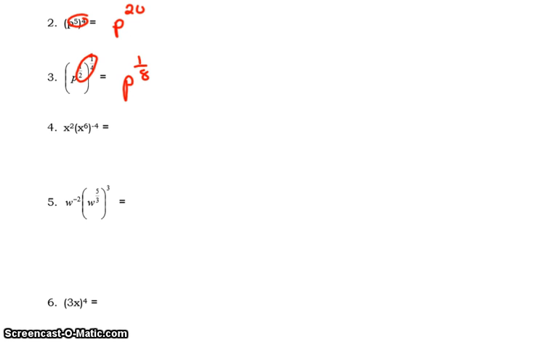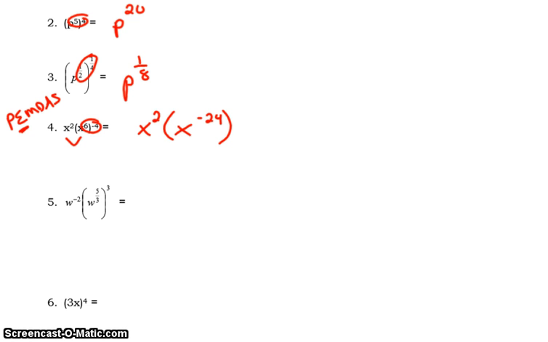Now, number 4 is a little bit tricky because we've got two different operations going on. We've got multiplication here, and we've got a power to a power here. And if you remember, your order of operations says that we have to do exponents before we do any multiplication. So I'm going to keep the x squared for now, and I'm going to take care of my power rule. Power to a power is a product. So I keep the base, x, and multiply 6 times -4, which is -24.